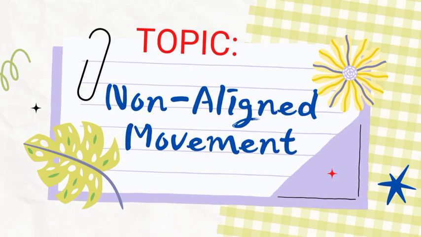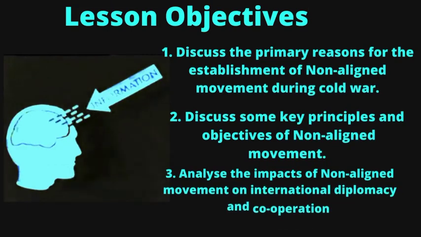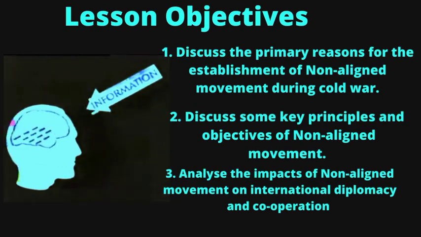In this lesson, we'll be looking at the topic non-aligned movements. The objectives are that you should be able to discuss the primary reasons for the establishment of non-aligned movements, discuss the key principles and objectives of non-aligned movements, and analyze the impact of non-aligned movements on international diplomacy and cooperation.